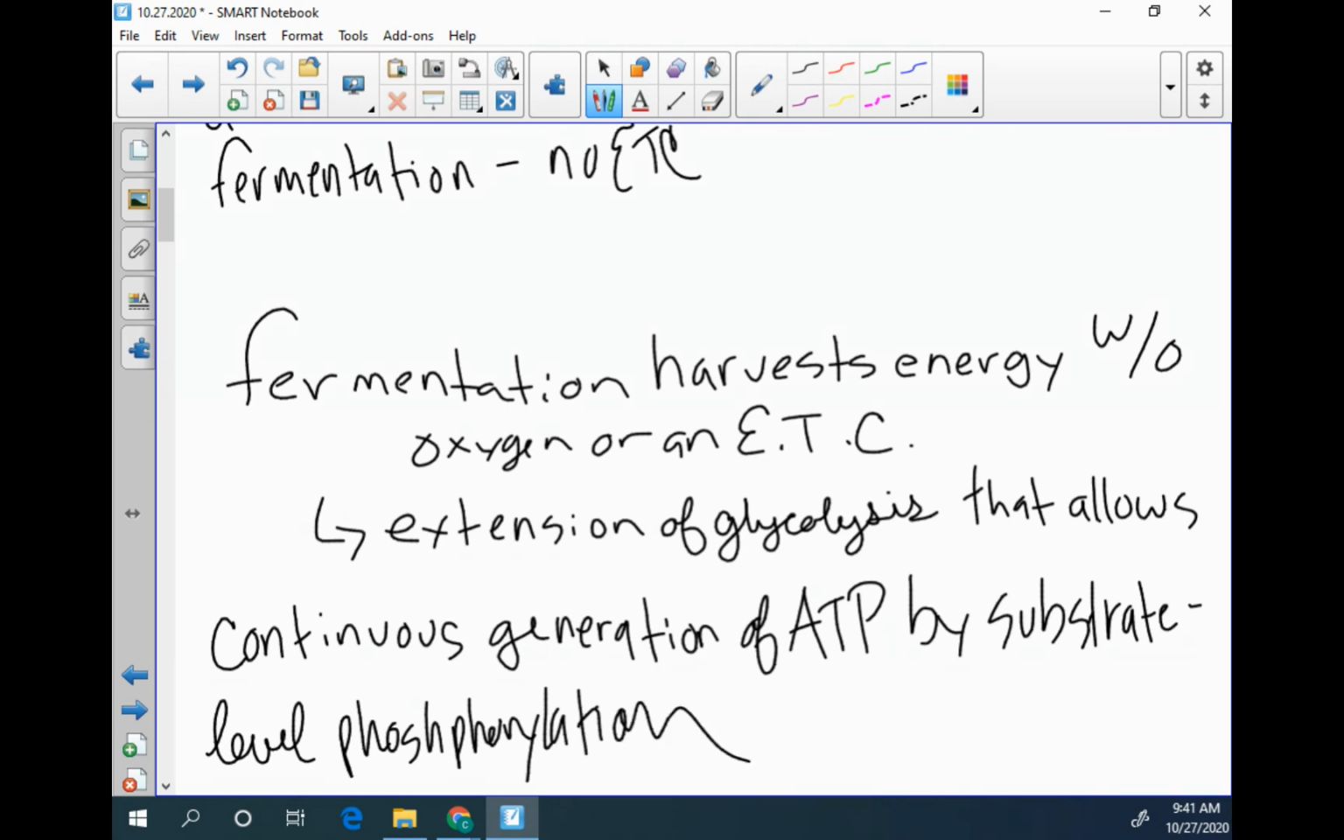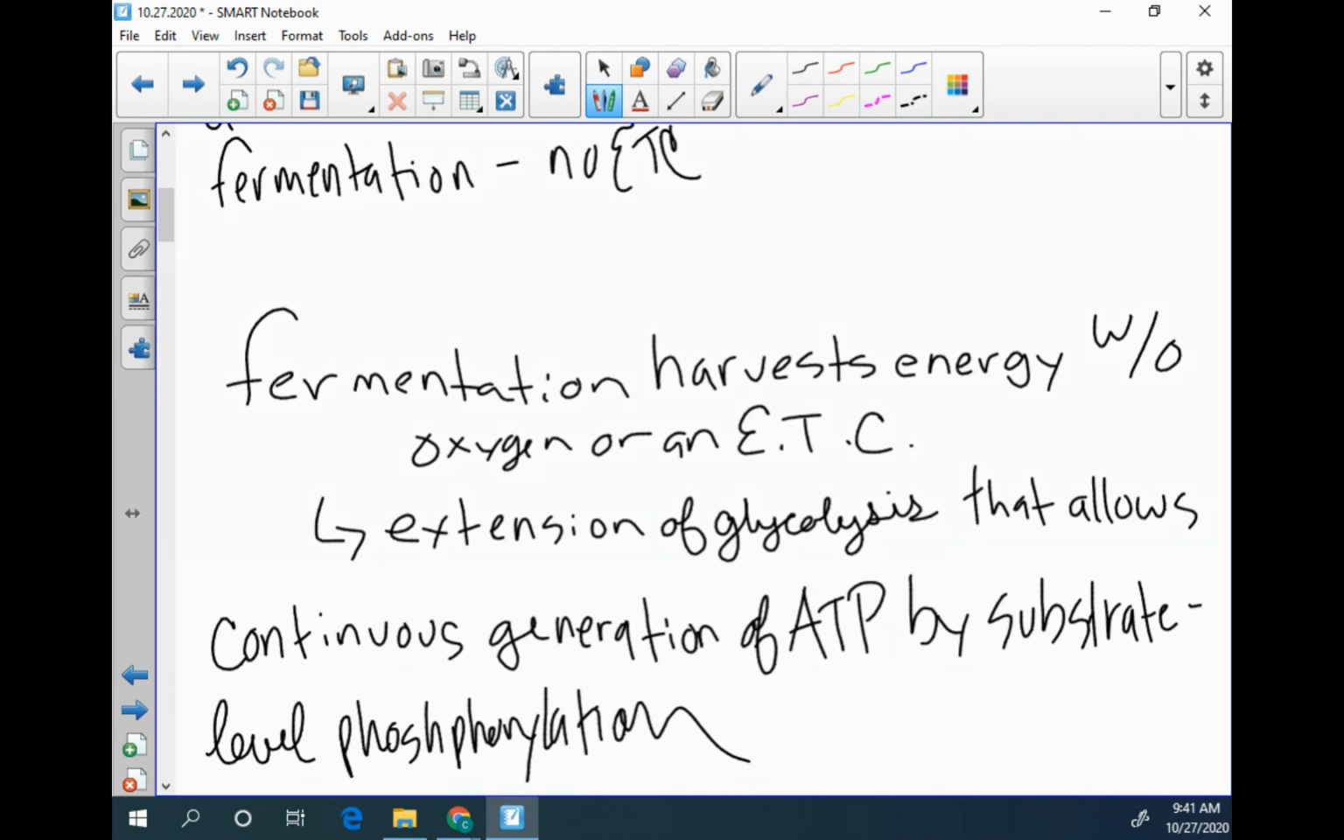So, remember our glycolysis and citric acid cycle ATPs are put together by substrate level phosphorylation. But our electron transport chain generates ATP by oxidative phosphorylation. So, fermentation does not use oxidative phosphorylation at all. It only uses substrate level phosphorylation.